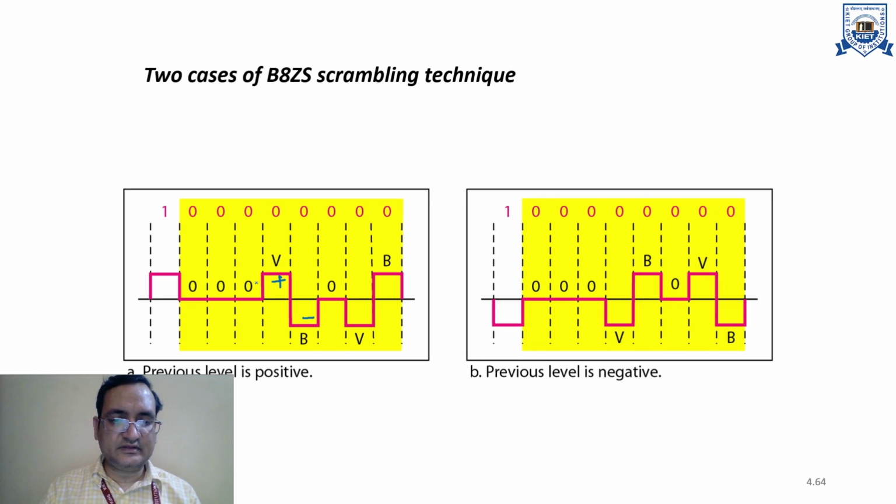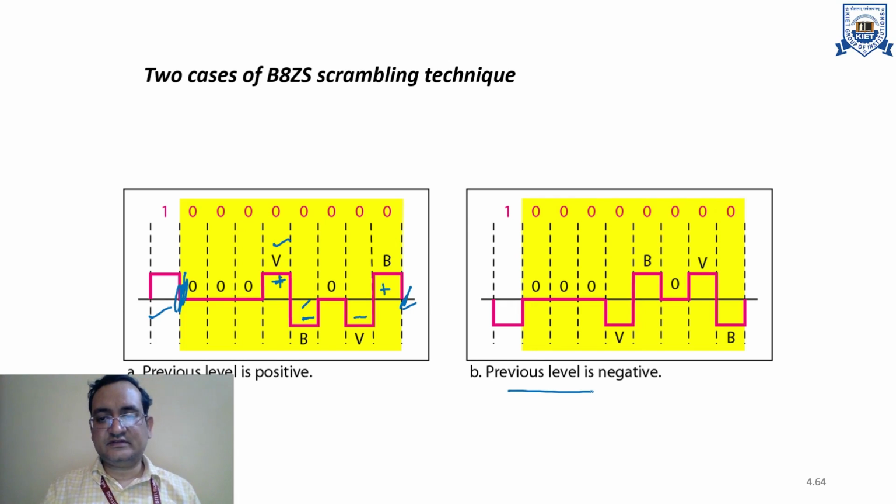You can clearly see the average. If I am inserting this V as well as B, you can clearly see that from the starting point to the end point, because I am inserting all the line coding scenario in these 8 consecutive zeros, the average DC value will be 0. That means positive will be cancelled out by negative and negative will be cancelled out by positive. So the average DC value will be 0.